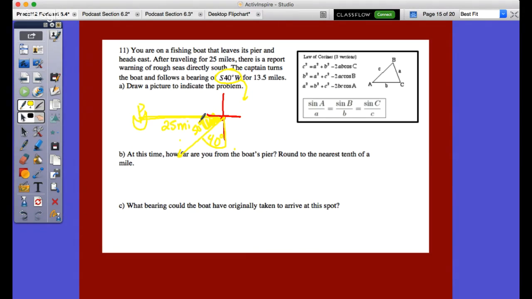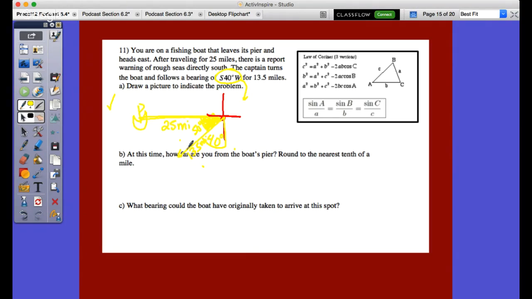And it says for 13.5 miles. So watch this, this would be 13.5 miles. Then it asks the question of drawing the picture, which we've already done, right? So we went east, then we stopped. We went south 40 degrees west, right? So then we draw it out, which would give me 50 degrees attached to the x-axis. And then 13.5 miles would be the distance that the boat would travel down towards the bottom left.